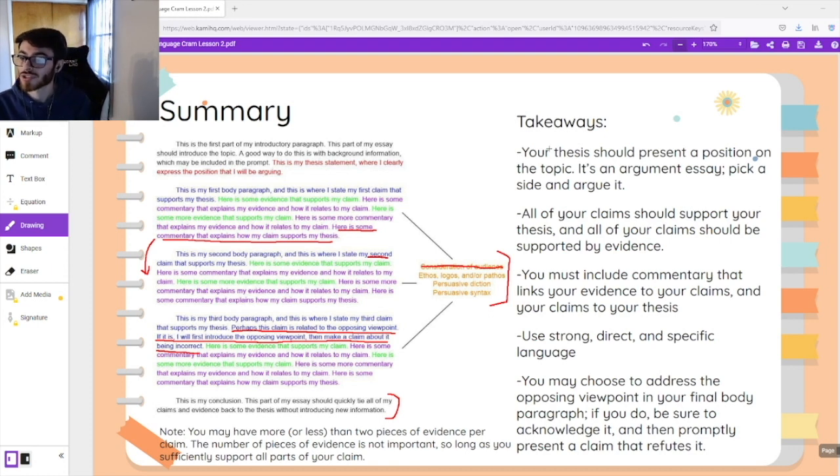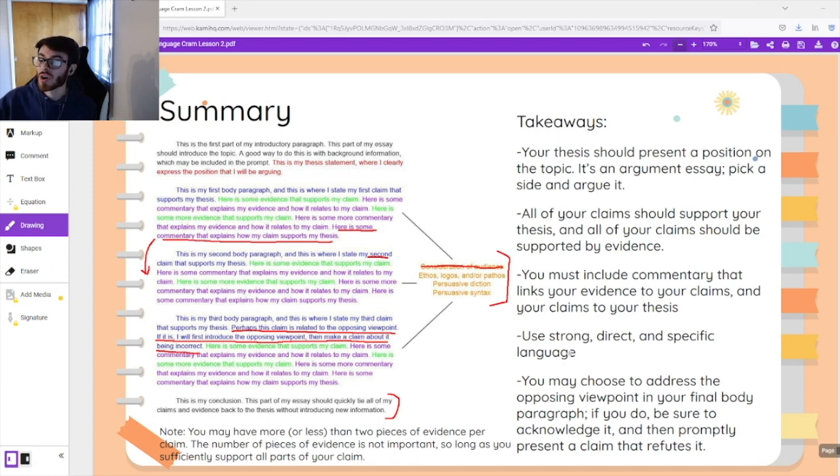All of your claims should support your thesis, and all of your claims should be supported by evidence. That's kind of the middle part. The other part of the middle part of that rubric, that evidence and commentary block, is that you must include commentary that links your evidence to your claims and links your claims to your thesis. It's not just enough to present claims and to present a thesis and to present evidence. You need commentary that links it all together.